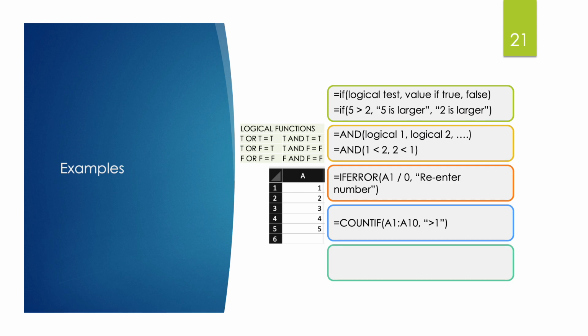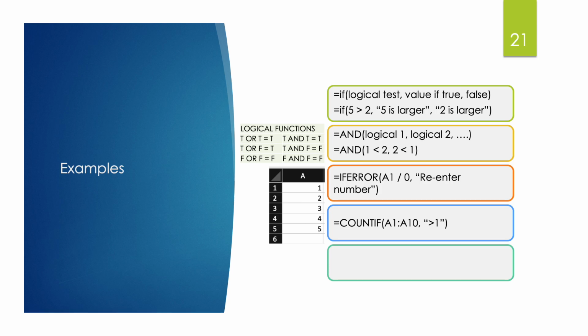Okay, and then over here, another example, I show about COUNTIF, right? So in COUNTIF, what I did over here, I say COUNTIF from A1 until A10, right? So this is the range of it, from A1 until A10. And then it should count how many numbers are there if the values are larger than 1, right?